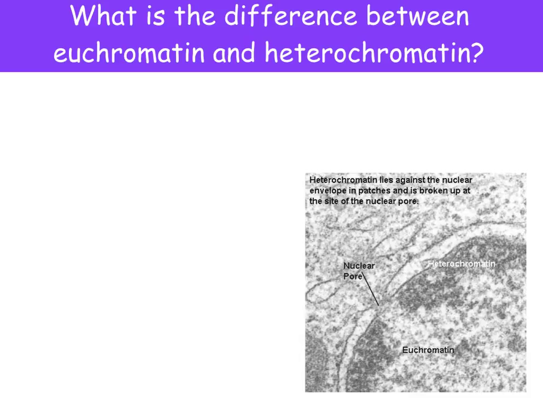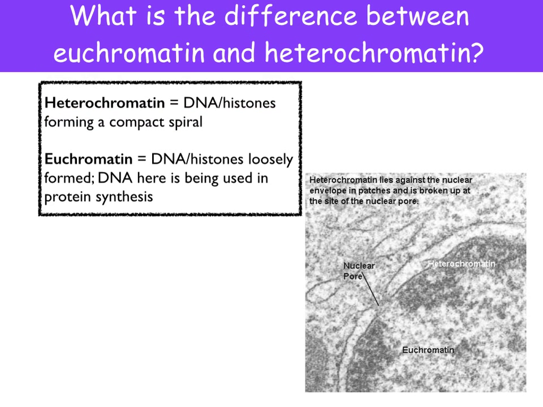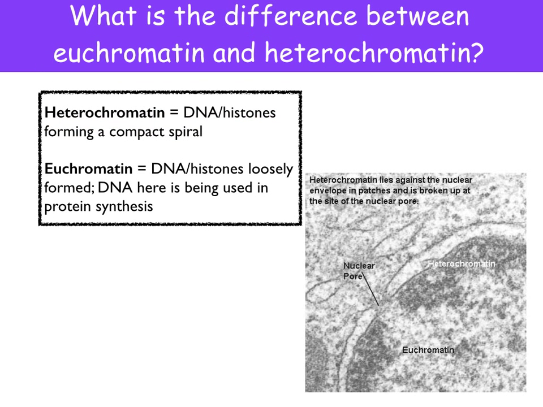So the DNA here is being used in protein synthesis. Heterochromatin is when you have DNA and histones that form a compact spiral, and it stains darkly. Euchromatin is when the DNA and histones are loosely formed, and this DNA is being used in protein synthesis. Now in prokaryotes, they only have euchromatin, they don't have heterochromatin.